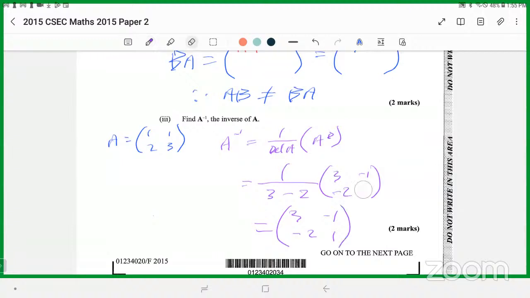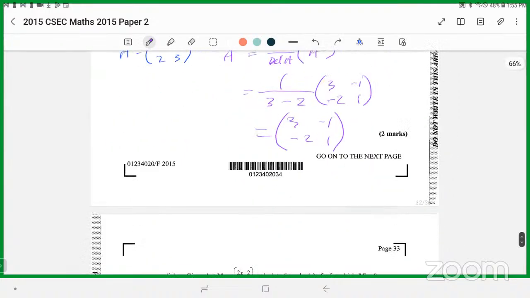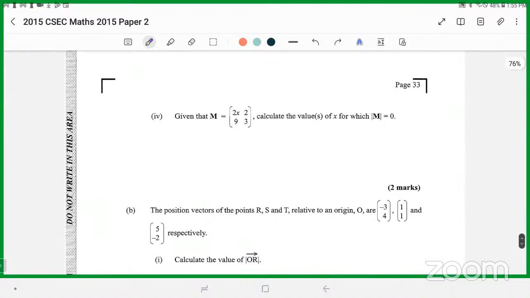All right, interchange those two, leave the others where they are, change the sign. This under here just works out to a 1, 3 minus 2. So I don't change this thing. That's the inverse matrix.